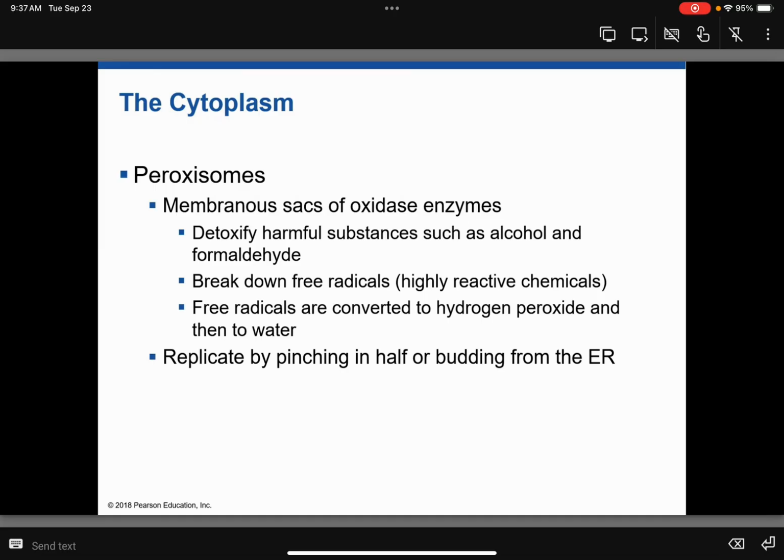Those free radicals get converted into hydrogen peroxide, which is harmful to your body. So then it breaks it down into water. Why is hydrogen peroxide harmful? What does it do? You ever put it on a cut? It hurts. Why does it hurt? It's like getting rid of the infection.